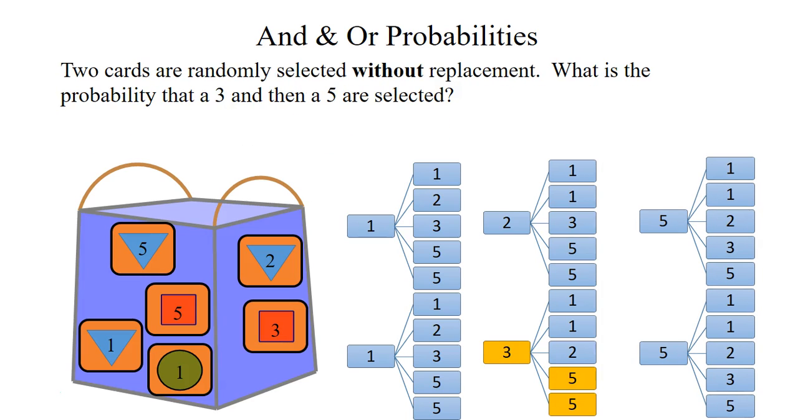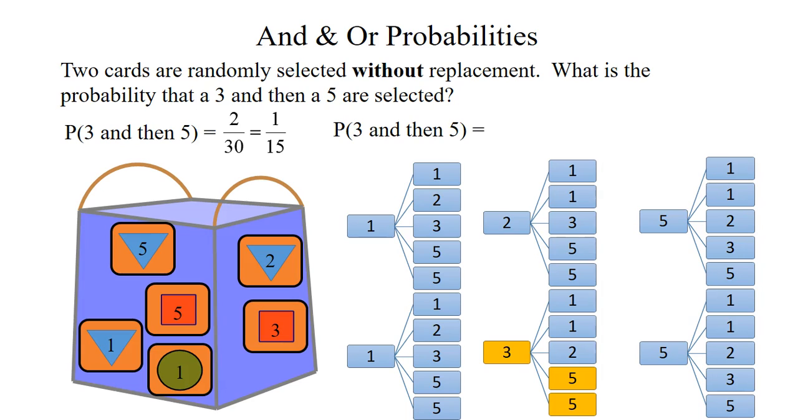Now let's look at this situation again. We want to find the probability that we get a 3 and then a 5. Well, according to our tree diagram, there's still 2 ways to get a 3 and then a 5, but we're taking out a 30 instead of 36. So we have a 1/15th probability.